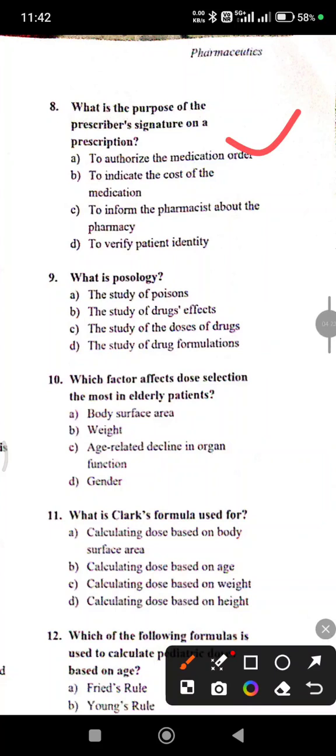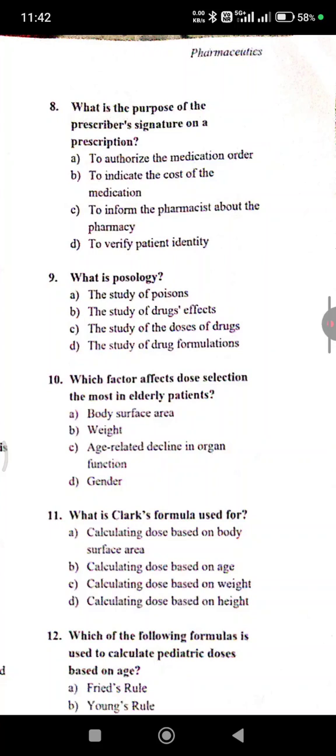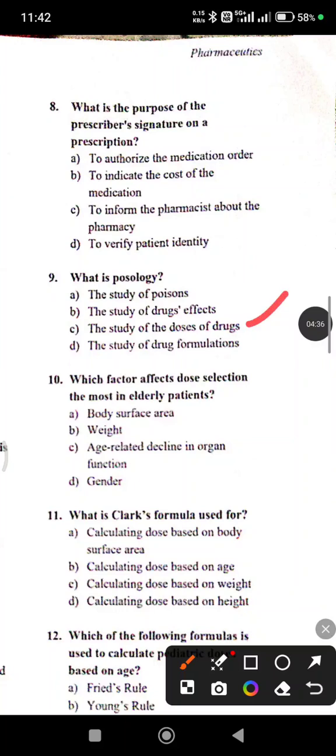What is posology? Study of poison, study of drug effects, study of doses of drugs, or study of drug formulations. The right answer for the question is option number C, the study of the doses of drugs.